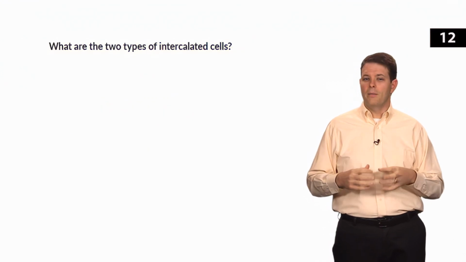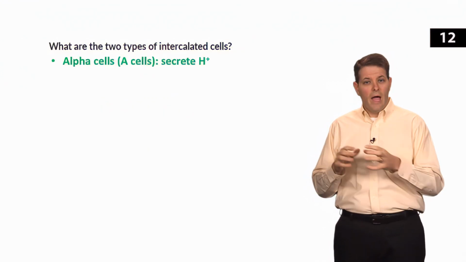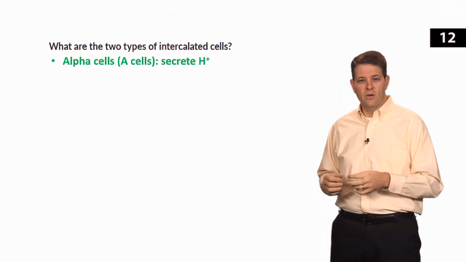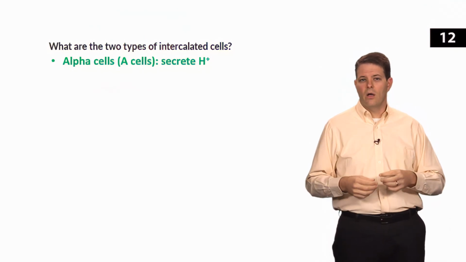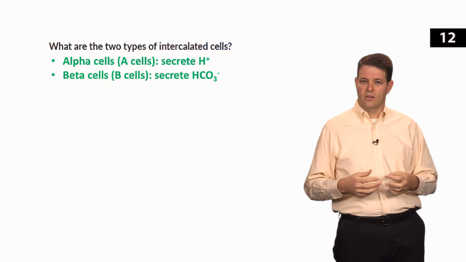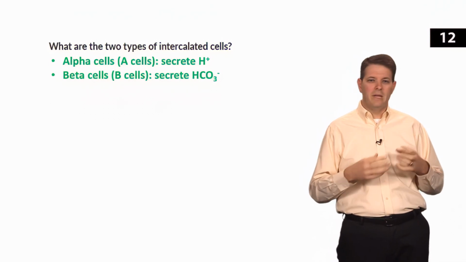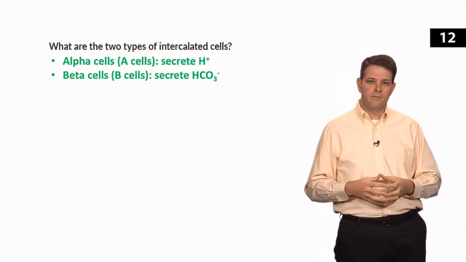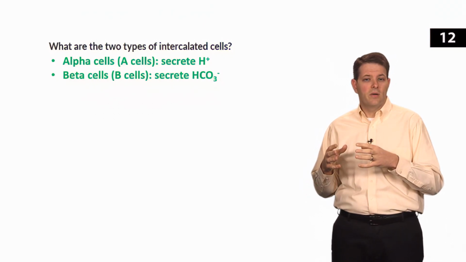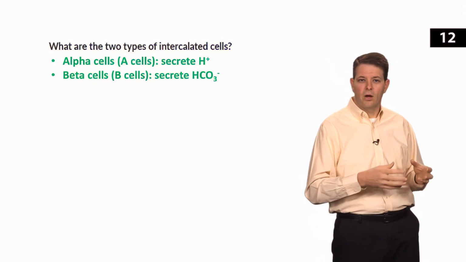So that means there are two populations of intercalated cells. There are alpha cells, or A cells, which secrete hydrogen ions, and there are beta cells, or B cells, which secrete bicarb. You can remember B for bicarb or B for base. So some intercalated cells secrete hydrogen, others secrete bicarb.